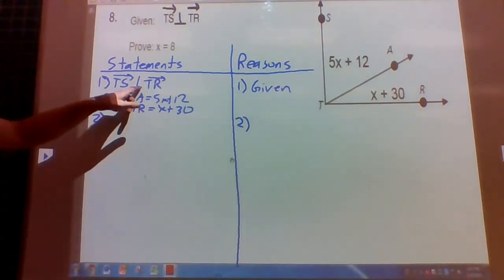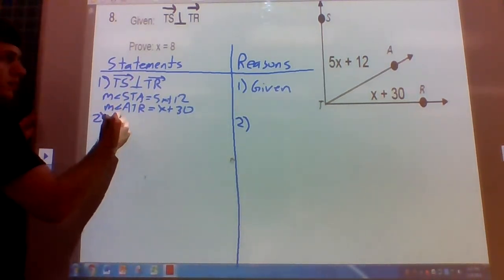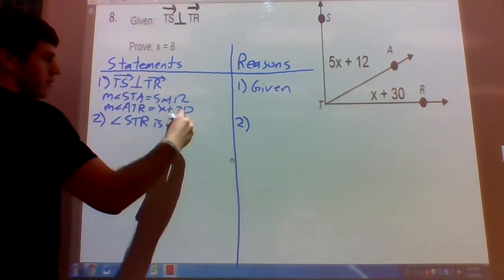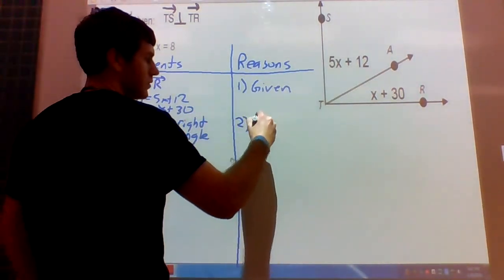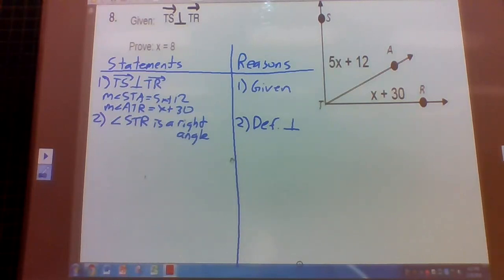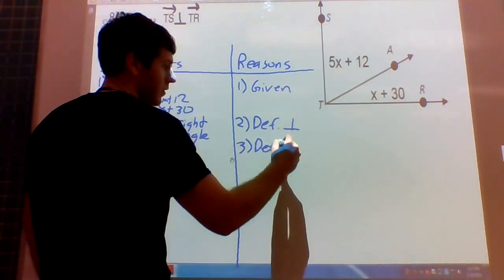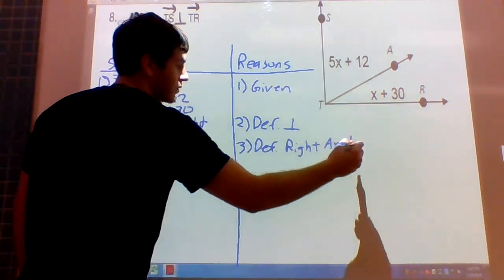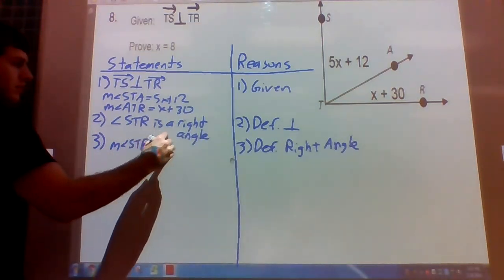So let's use the fact that we have perpendicular lines. Perpendicular lines mean that we have right angles. So we know angle STR is a right angle. Okay, that is the definition of perpendicular. Perpendicular lines form right angles. Then by the definition of a right angle, we know the measure of a right angle equals 90. So we're going to say the measure of angle STR equals 90.